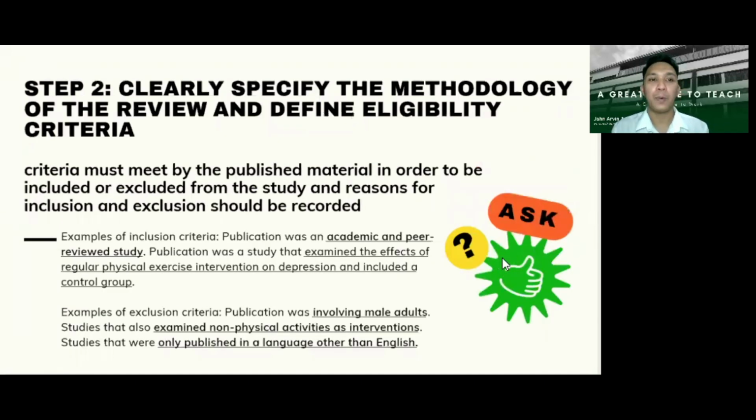Now, let's proceed with the second step, in which we should clearly specify the methodology of the review and define eligibility criteria. Criteria must be met by the published material in order to be included or excluded from the study, and reasons for inclusion and exclusion should be recorded. Meaning to say, we have to place what we need to include in our research study and what we need to exclude, or not include, in conducting our research.